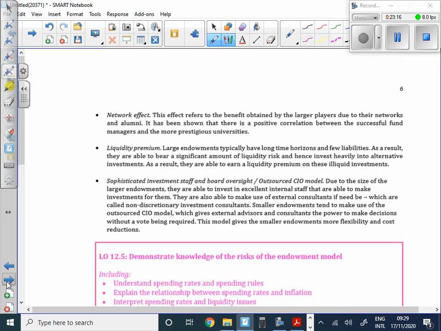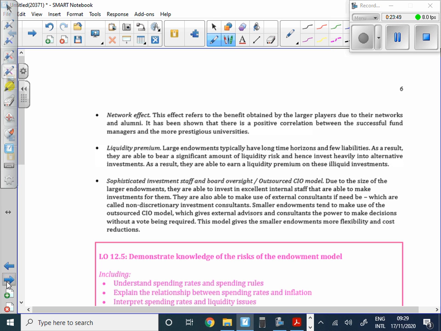Of our page, network effect. What's that? The network effect is that the larger players are typically keeping the same kind of networks and alumni in their ranks. And what's very interesting, there's a positive correlation between successful fund managers and the more prestigious universities. Interesting topic for discussion, not to be had right now. But that's a very interesting discussion to have.